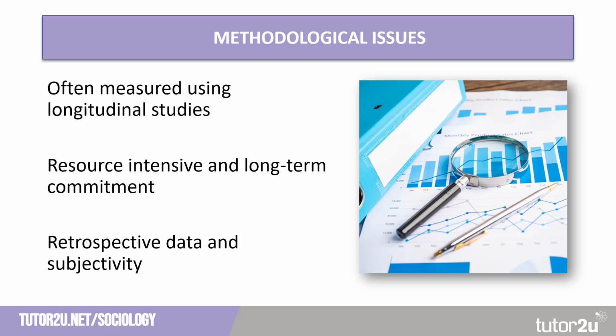Longitudinal studies are resource intensive and require a long-term commitment, with many lasting decades before results can be found. Another issue is that they use retrospective data. They're often collected by asking individuals to recall information about their parents' occupations or their own past jobs, and this can be subject to recall bias and inaccuracies. The nature of social class is also highly subjective, and individuals may define their social class as being different than researchers would.